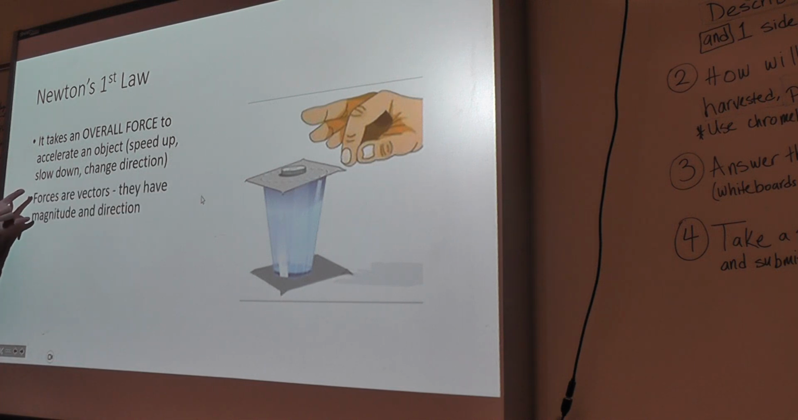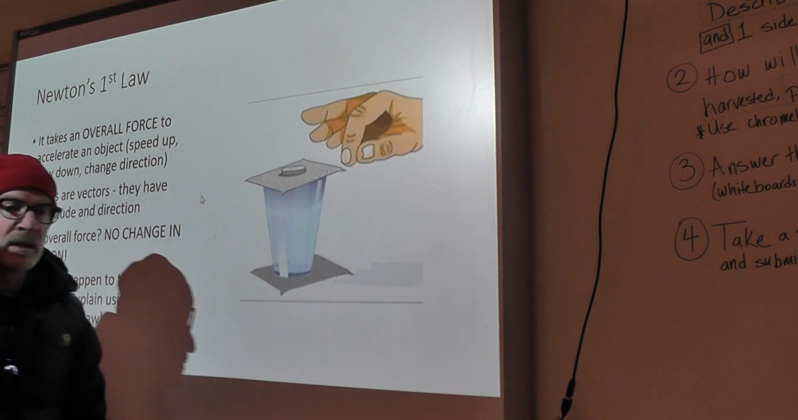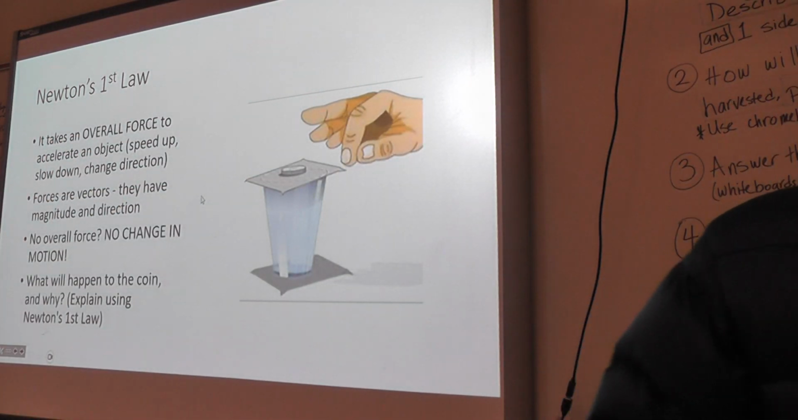Well, we can think about magnitude and direction of forces, and we put that together with the fact that acceleration has a magnitude and direction as well. What we're going to look for is, do we see acceleration? If we do, then there's got to be an overall force. If we don't, then there is no overall force. If there is an overall force and we know it, then we can predict how the motion of an object will change. So let's look at the classic example here.